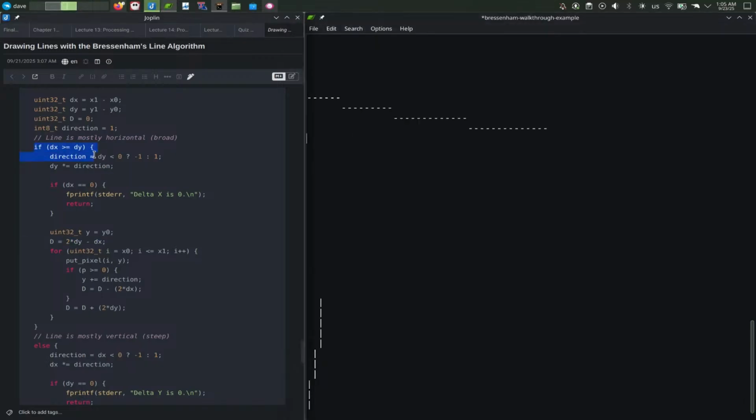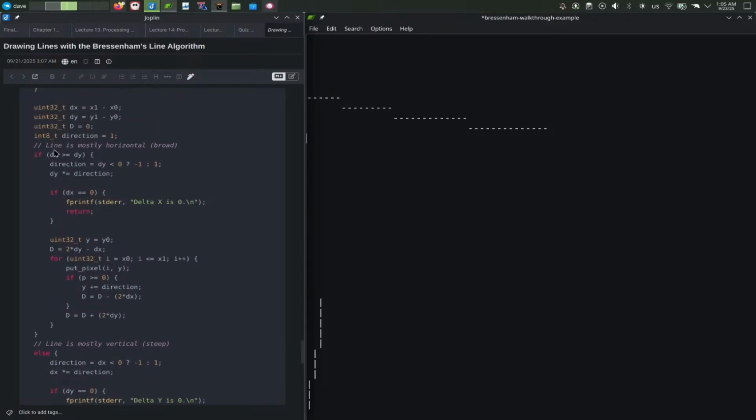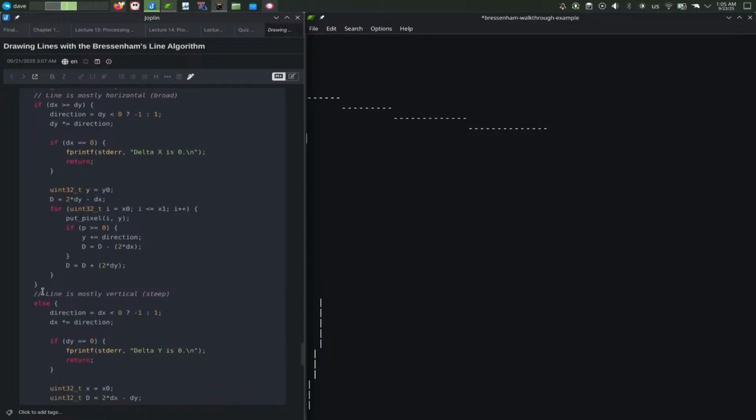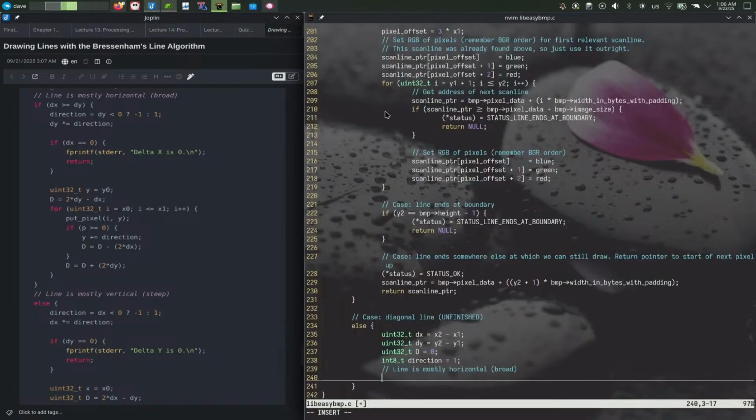So that's why here I'm checking whether or not delta x is greater than delta y. And by default, if they're equal, I'm just going to handle the delta x case. And the else case is just, okay, we're going to go deal with the steep line, in which case we're going to be iterating over y instead of over x.